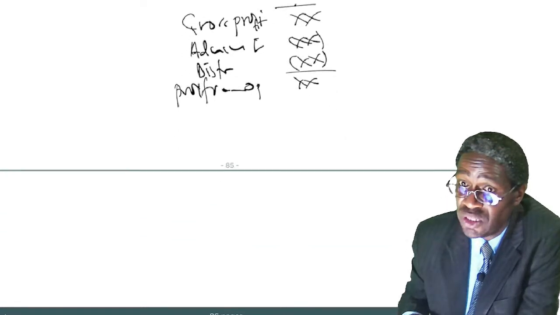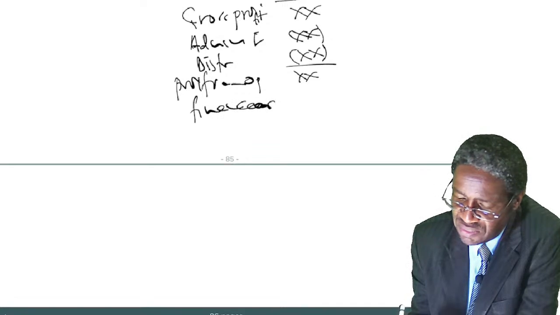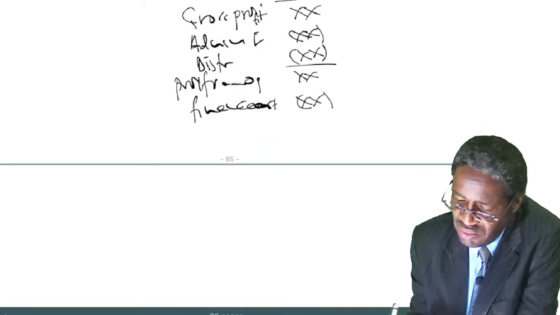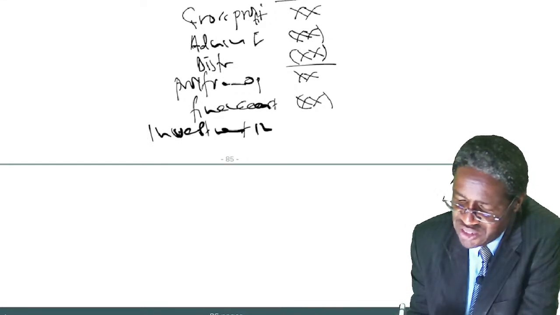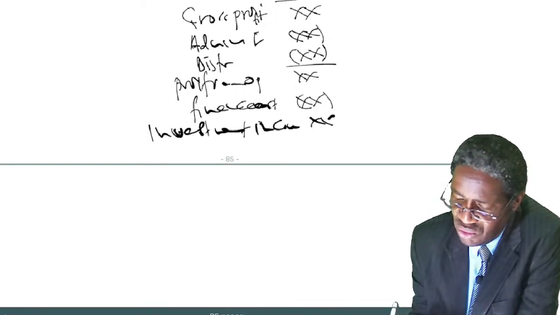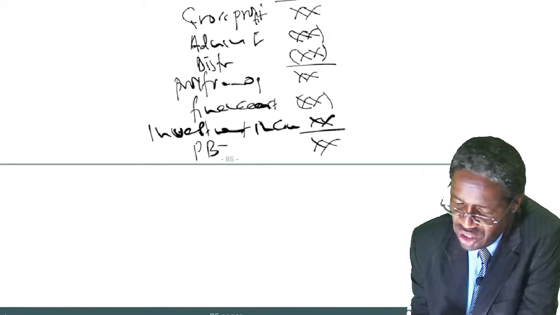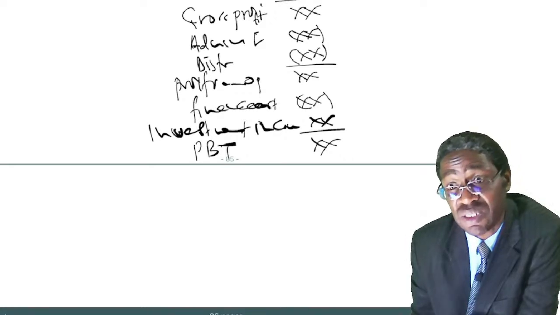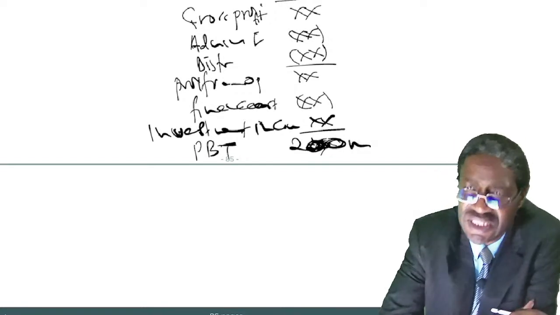I hope you are following. Then we normally get what we call finance cost. Whatever it is, you minus. Then we said you normally bring in your investment income. Whatever it is, you normally add. Then you normally get this figure we are calling profit before tax. Which for my case now, I'm assuming it's how much? 200 million. Now watch.